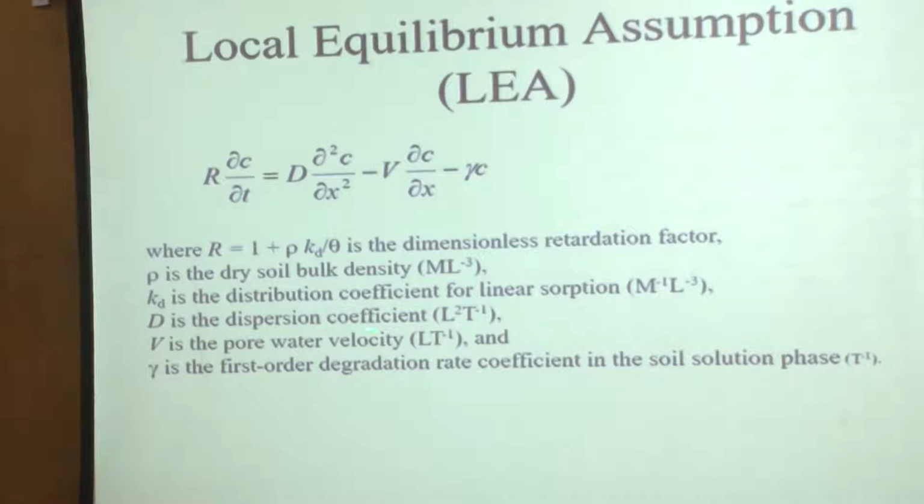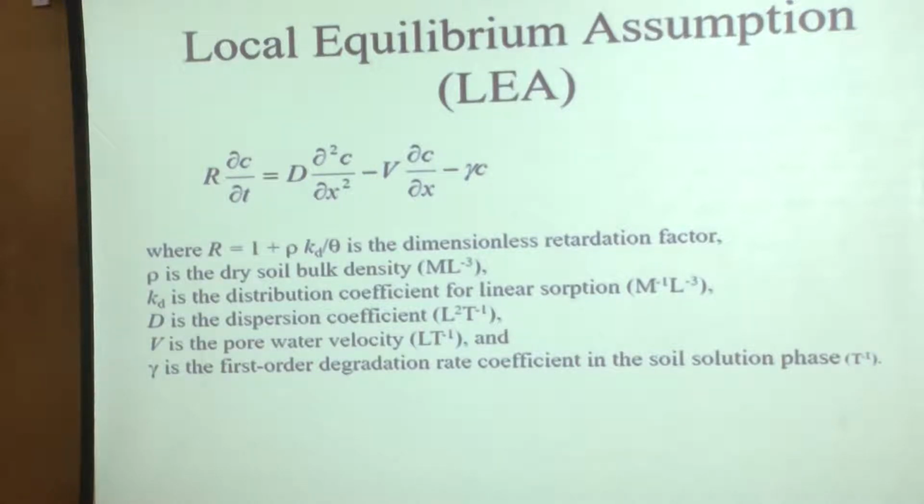D is the dispersion coefficient, and v is the pore water velocity. Gamma is a first order degradation constant, and this is something that we haven't explicitly talked about. We think of the solute as something that can undergo decay. It just naturally decays with time. There are many examples; towards the end, one of our last lectures will be about solutes that undergo what are called decay chains.